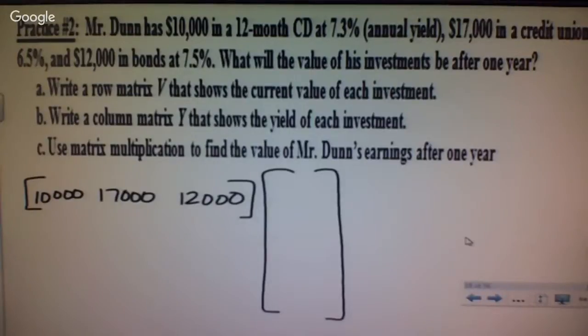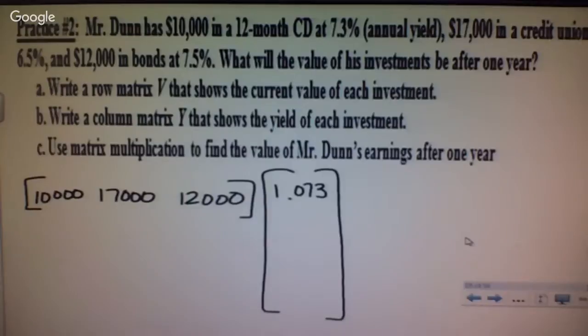So $10,000 was at 7.3%. What's that look like? What am I actually multiplying by? Please think back to last chapter. 100 plus. Wait, I heard somebody say 0.073. Annual yield. I agree that there must be a 0.073. What is she missing? The 1. Remember, it's annual yield.